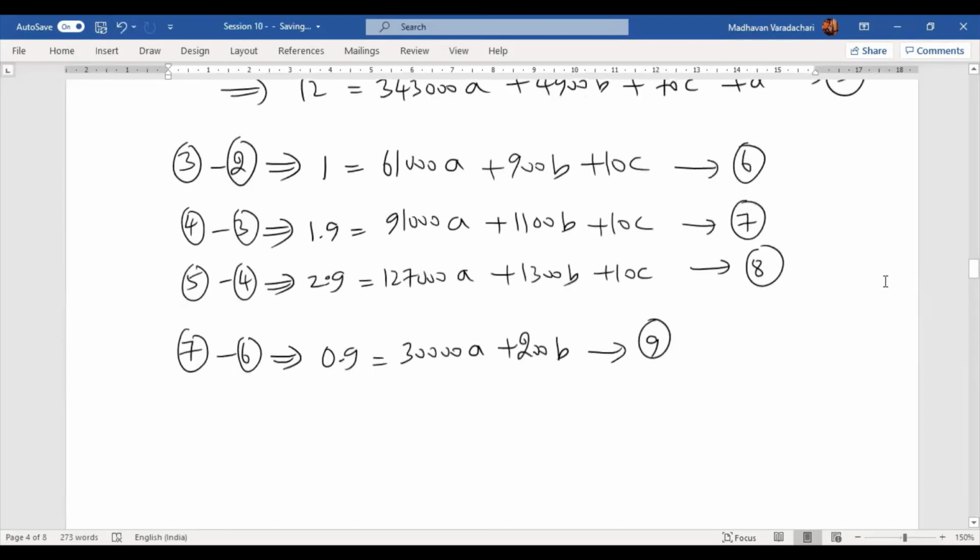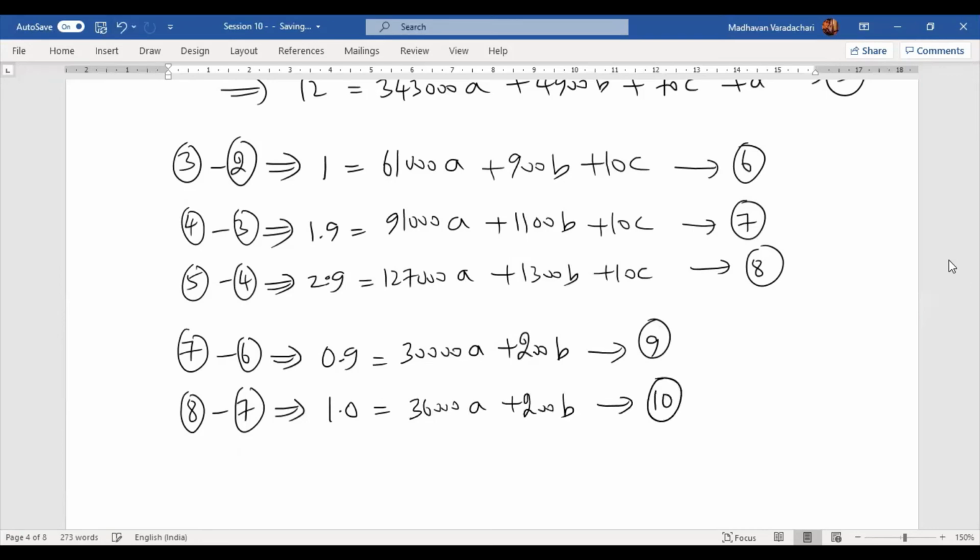Okay, then now let me do the 8th minus 7th equation. 2.9 minus 1.9 is 1. 127 minus 91 is how much? 36,000 A. This is 1300 minus 1100, so it is 200 B. Let me call this equation 10.